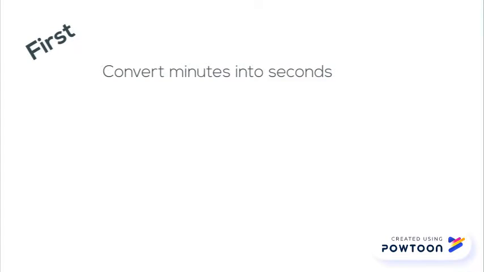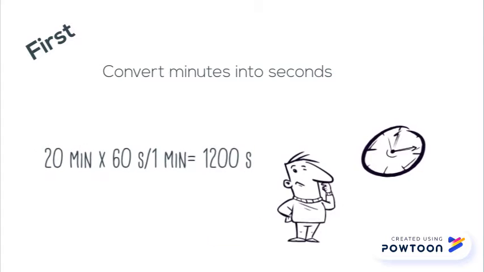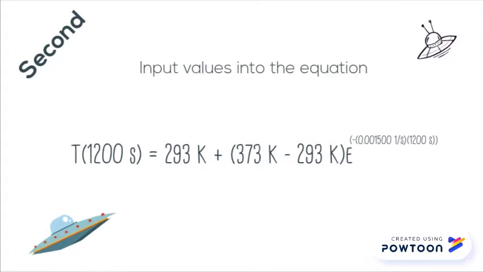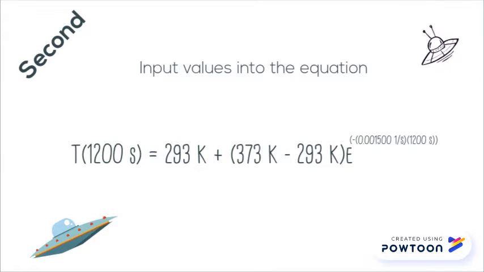The first step is to convert the minutes into seconds. So 20 minutes times 60 seconds over 1 minute equals 1200 seconds. Next, we input the values into the equation. So T of 1200 seconds equals 293 kelvins plus 373 kelvins minus 293 kelvins times e to that.